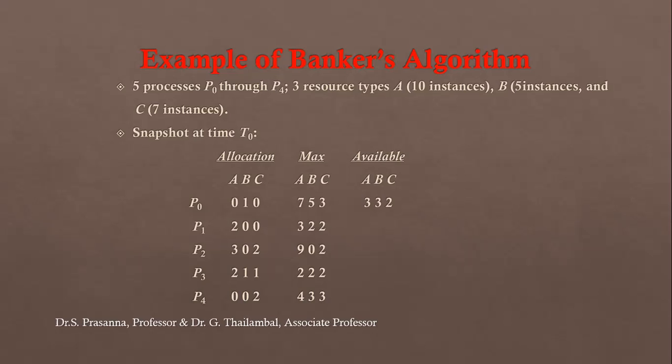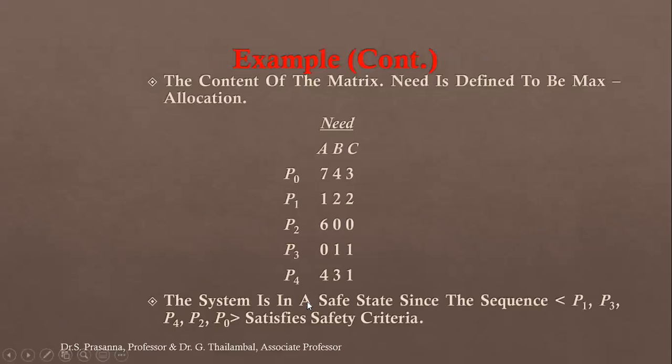The availability of B is 3, but the maximum is 5, so you can allocate 1 instance. The content of the matrix need is defined to be maximum minus allocation. The system is in a safe state since the sequence P1, P3, P4, P2, P0 satisfies the safety criteria. If everything is allocated and every process gets completed one by one, then it is in a safe state.